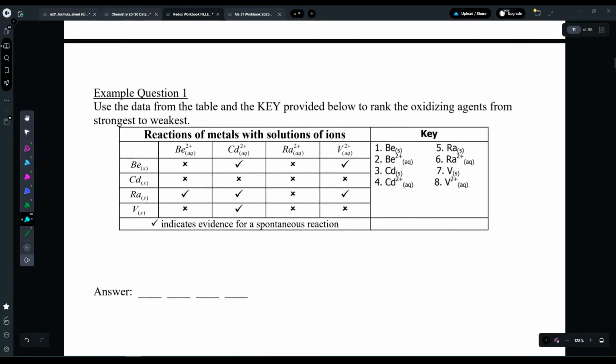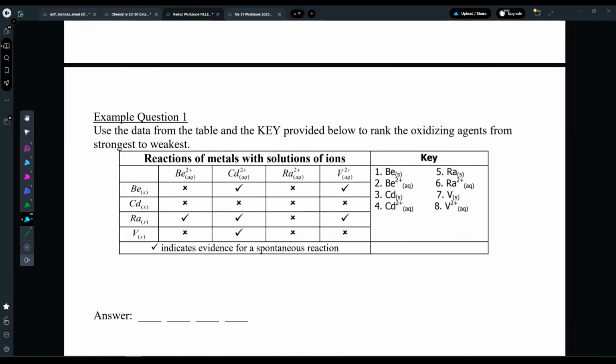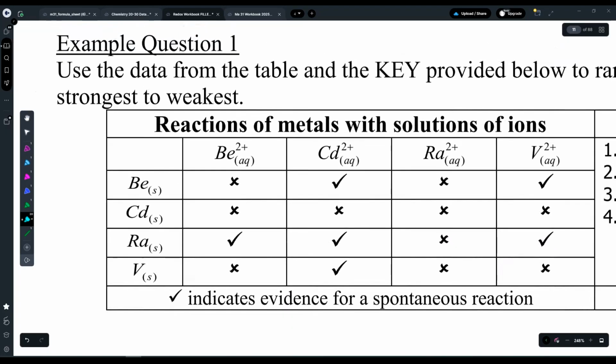So we're given data this time around, and we've got to use the data from the table as well as the key. The key's over here below, to rank the oxidizing agents from strongest to weakest. All right, so we have our ions as well as our solid metals. Okay, so the ions, if we look at beryllium here, we're going from a 2+ charge to a 0 charge, right? So you can only do that by gaining electrons.